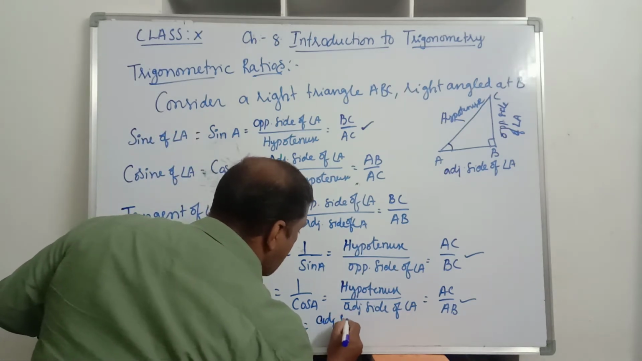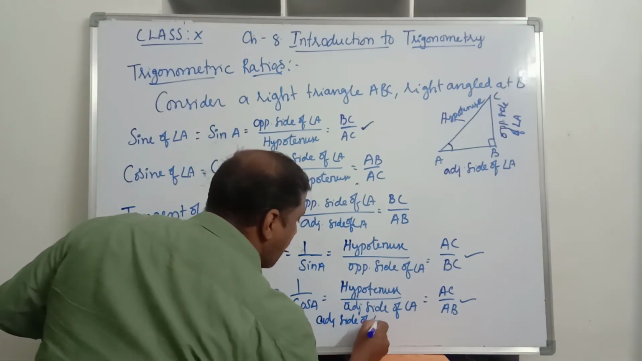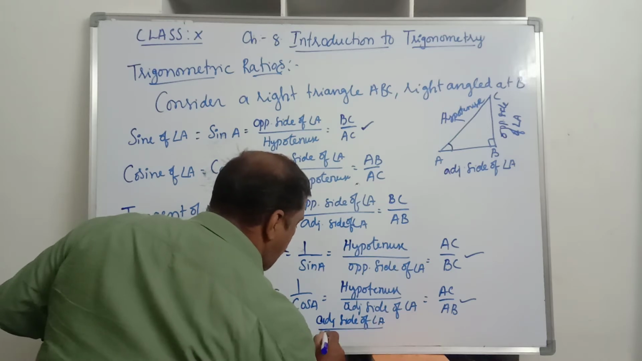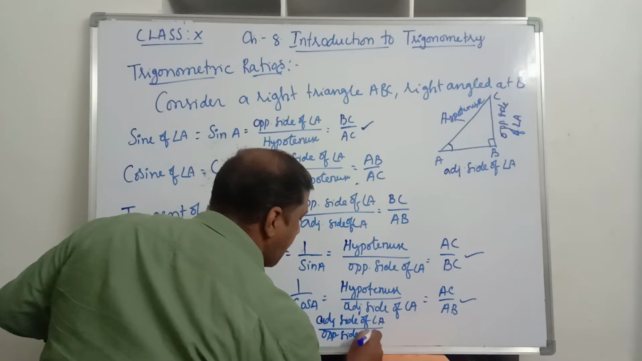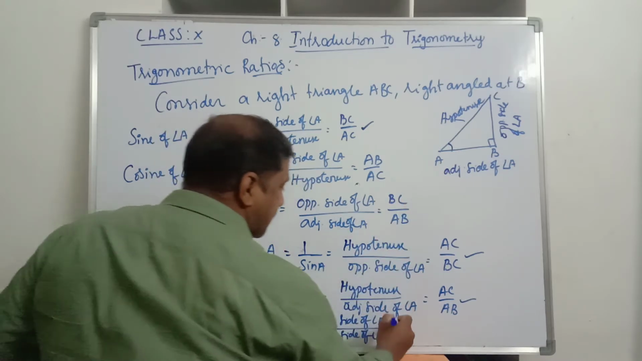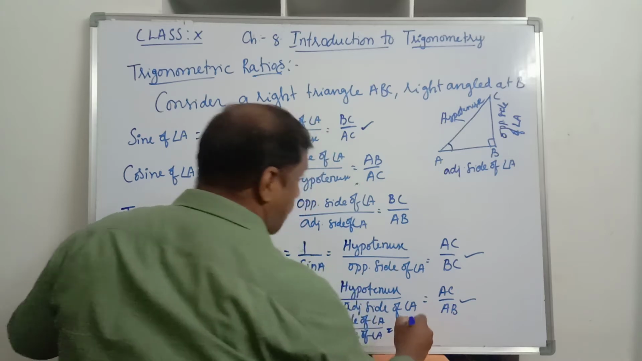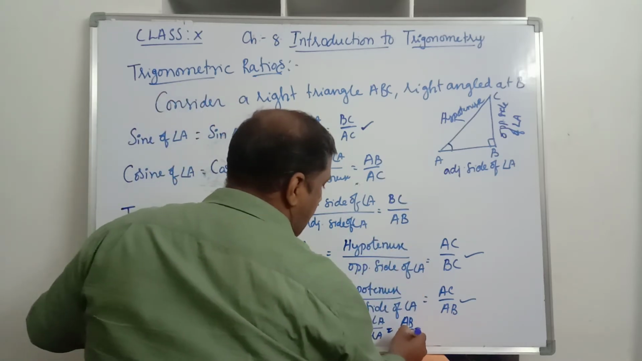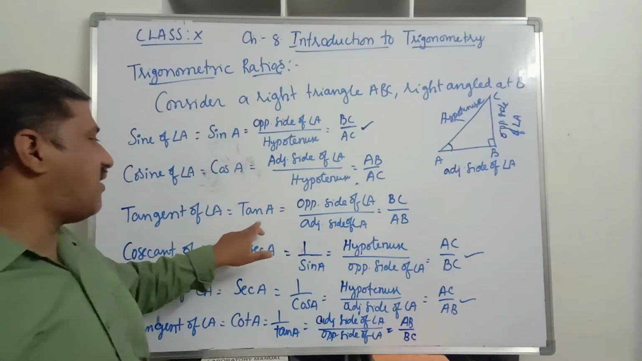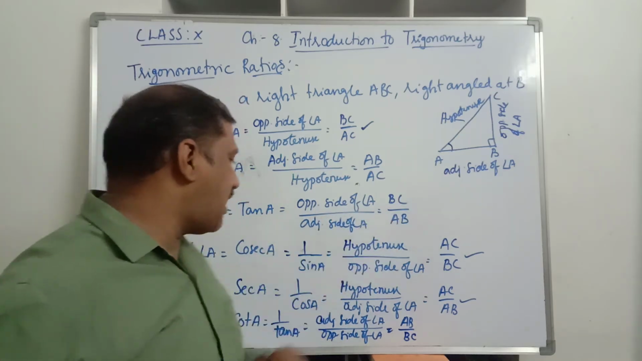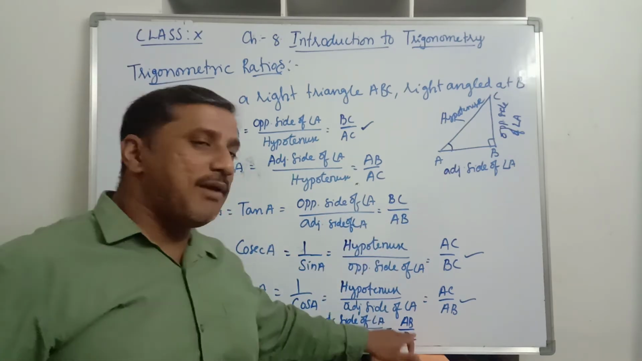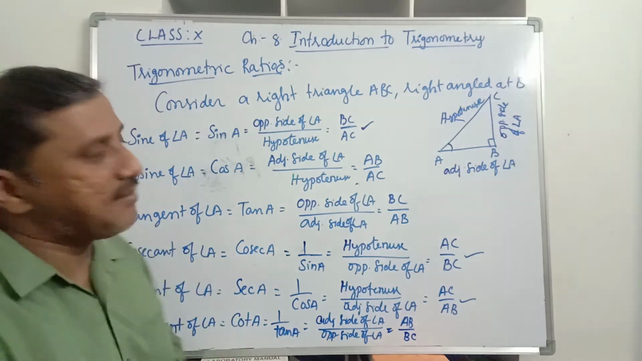adjacent side of angle A divided by opposite side of angle A. So adjacent side is AB and opposite side is BC. AB by BC. Tan A is BC by AB, and cot A is AB by BC. Again these two are reciprocals.